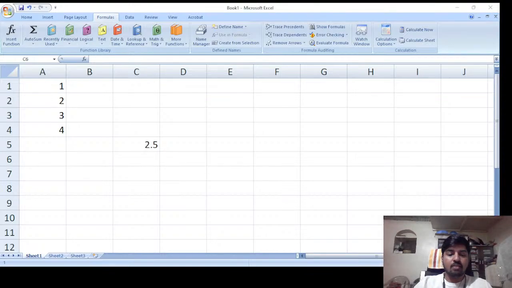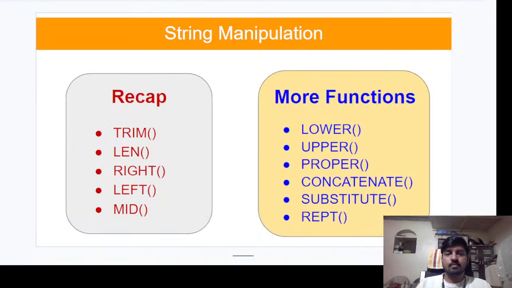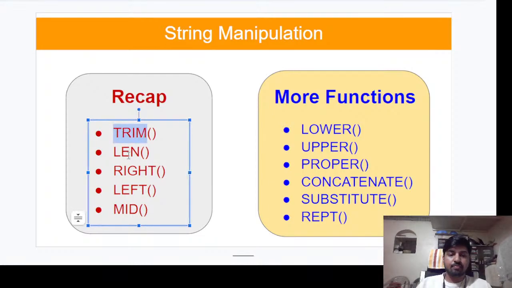So now we will have one short look at how we can build formulas, and we will have some short review of last time's formulas. Okay. So last time we have seen some formulas which were TRIM, LEN, RIGHT, LEFT, and MID.